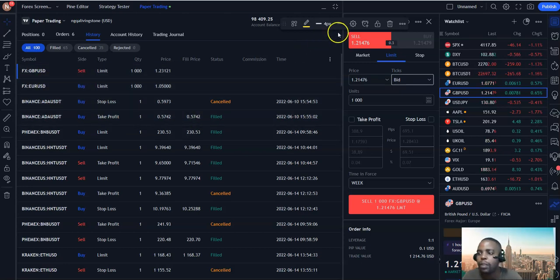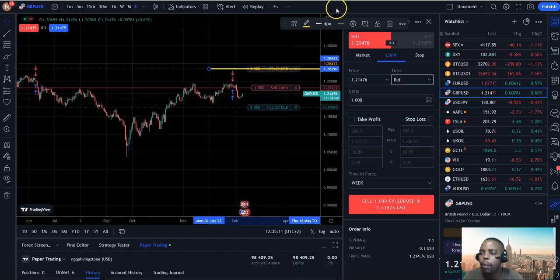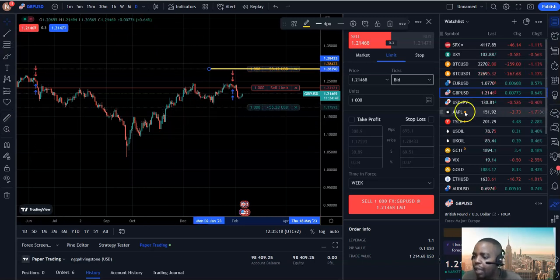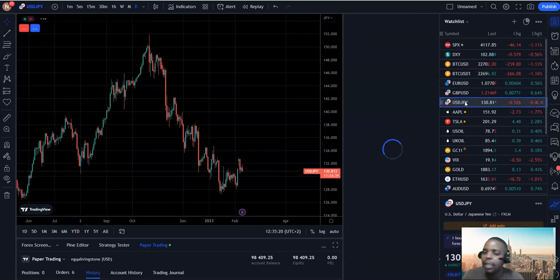Now what about the stop orders? Let's choose another pair. Buy stop and sell stop orders. Those are other types of pending orders that you can also place.